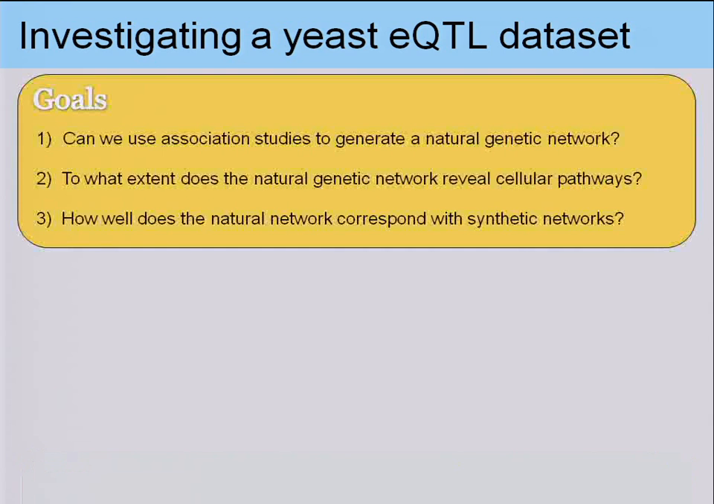So yeah, like I said, our goals in this study are basically to ask, can we use these to build what we termed a natural genetic network? To what extent can this network reveal novel cellular pathways? And then another interesting question, since we're working in yeast, is how well does this network, either from genome-wide association or linkage studies, correspond with synthetic networks where you manually perturb pairs of genes?